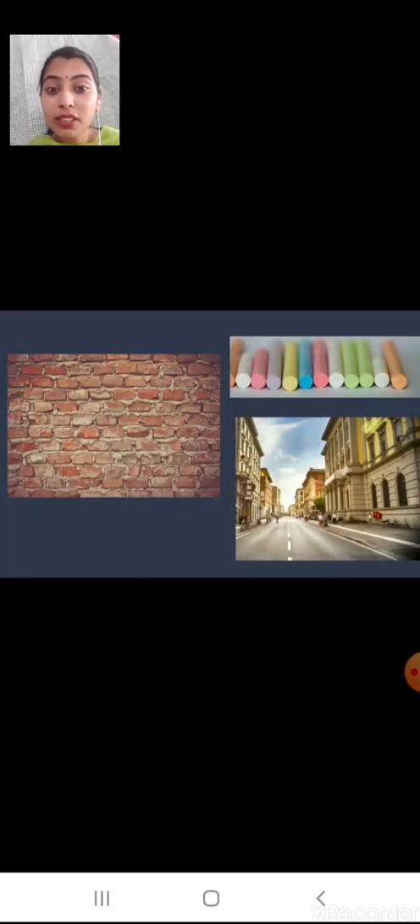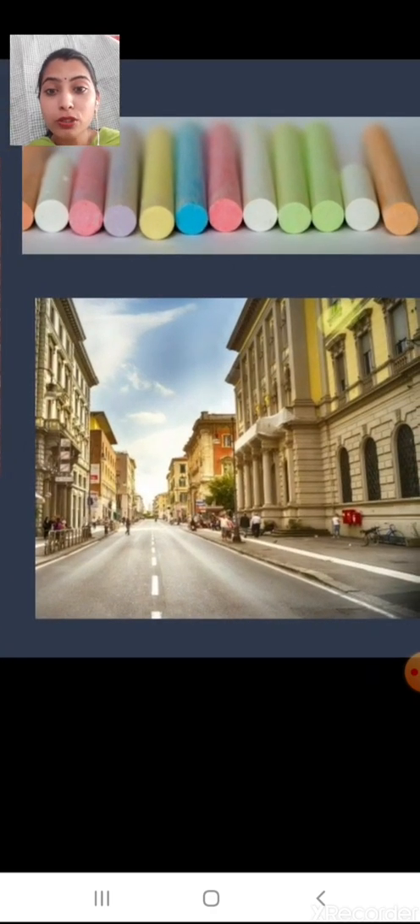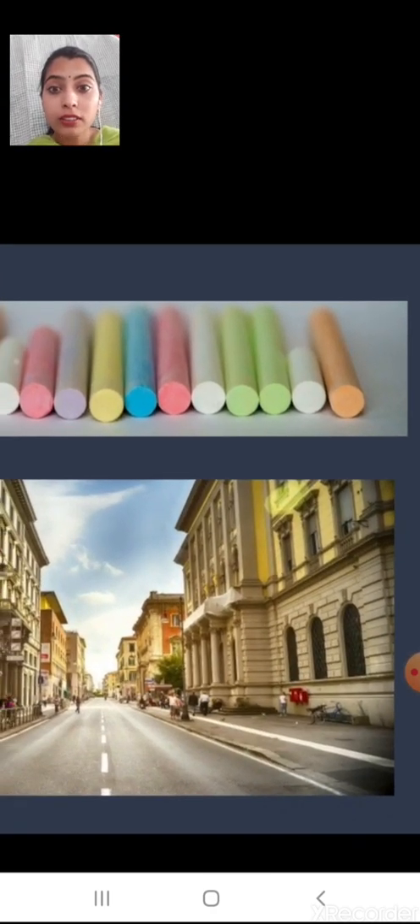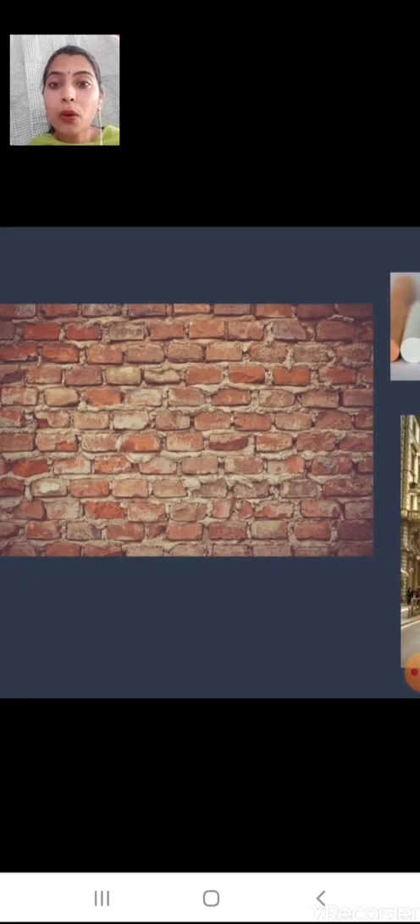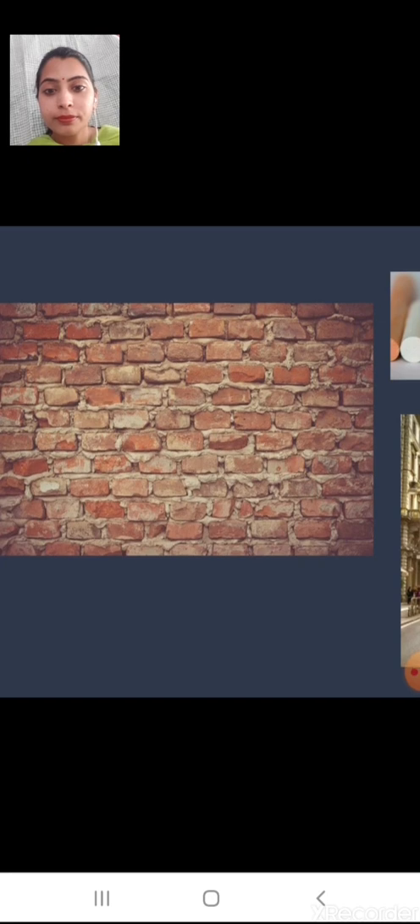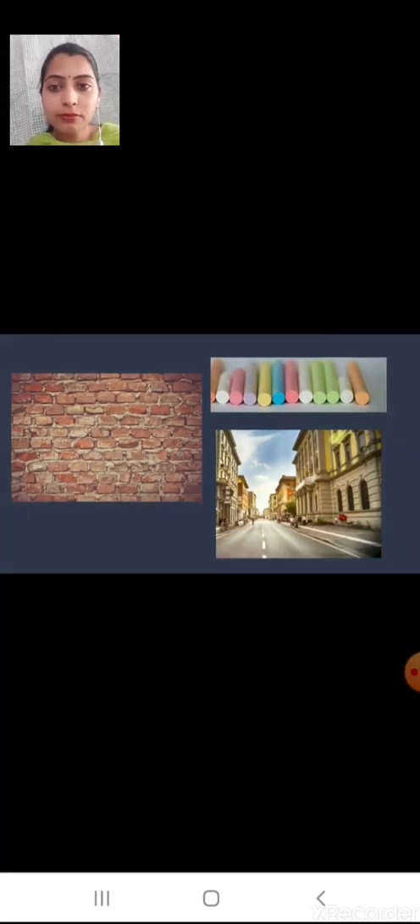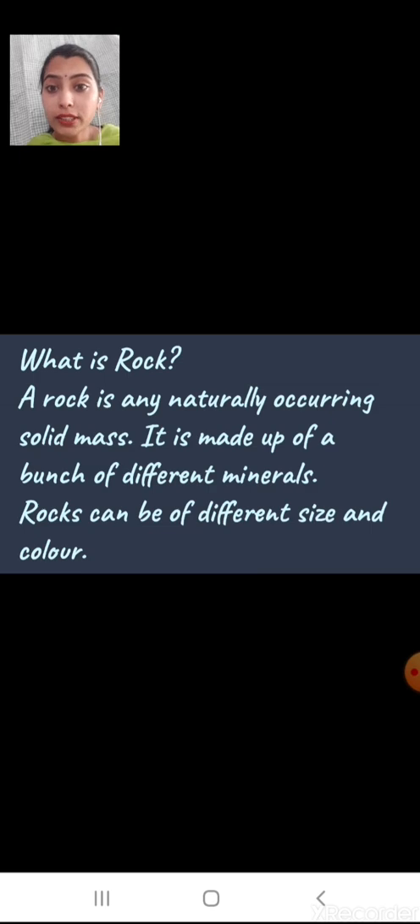Now, these are also examples. The buildings are also made up of rocks. The chalk, we use chalk for writing on the board. Yes, these chalks are also made up of rocks. The bricks and the cement are all made up of rocks. Now, what is rock? We are saying that all these things are made up of rock. But what is a rock? A rock is a naturally occurring solid mass.